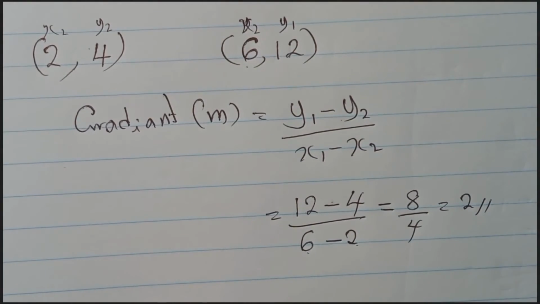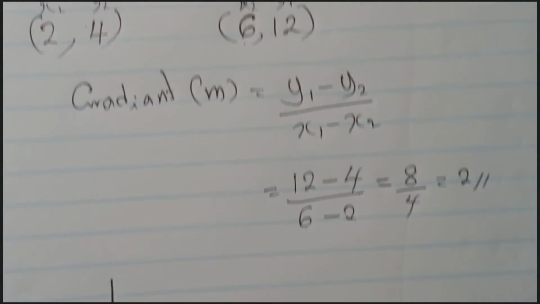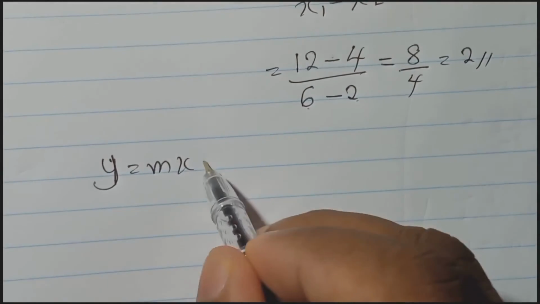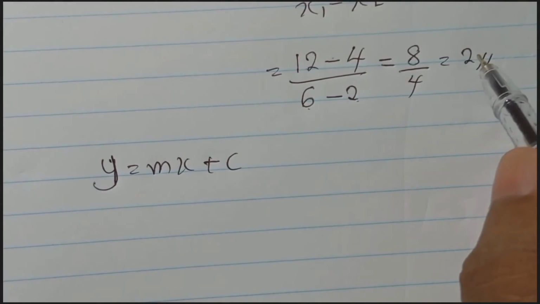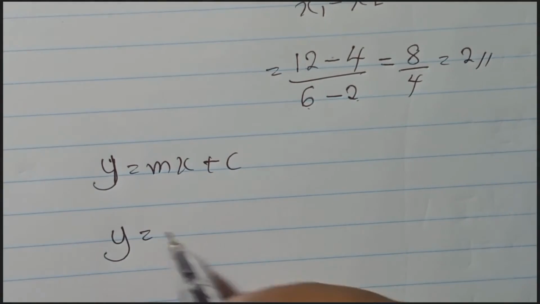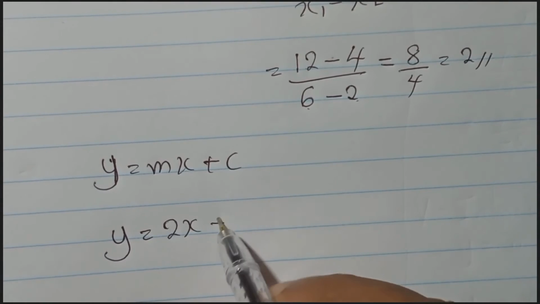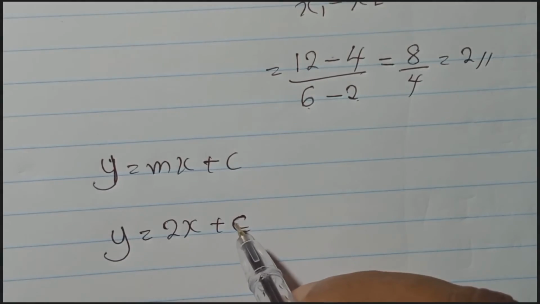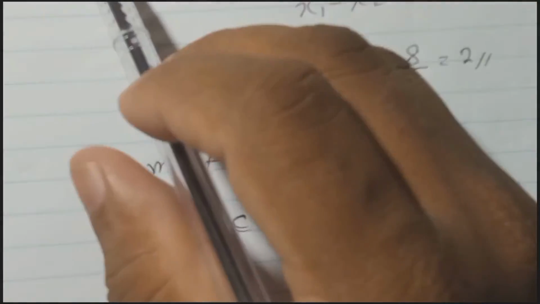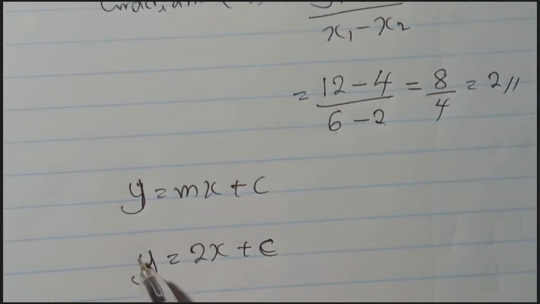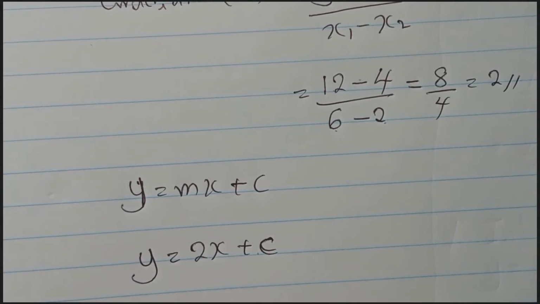Now we know the format must be like this, y equals mx plus c, and now we know the gradient, right? So we can write y, m is 2, so replace m with 2: 2x plus c. Now we need to find c, the y-intercept. What you can do is take one of these point coordinates, this or this, it doesn't matter, and replace x and y. Then you can find c.